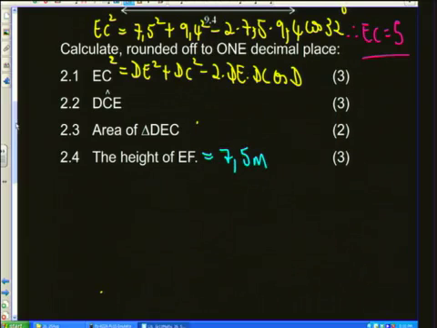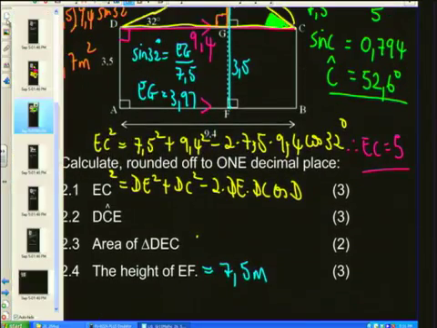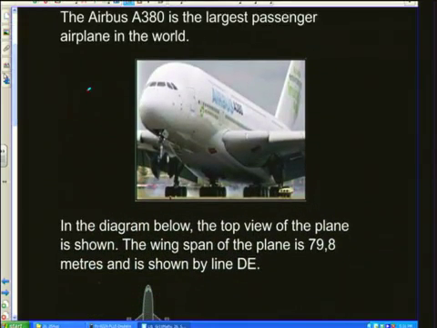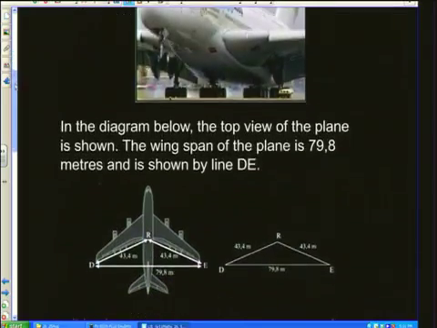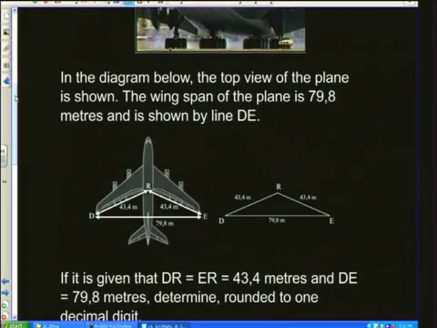Okay, so that was the plan of a house that we could use some trigonometry on. Let's see another possible question. Okay, this is a photograph of an Airbus A380, and it is the largest passenger airplane in the world, and let's see how we can use trig. In the diagram below, the top view of the plane is shown, and the wingspan of the plane is 79,8 meters as shown by the line DE. So from tip of wing to the other tip is 79,8.